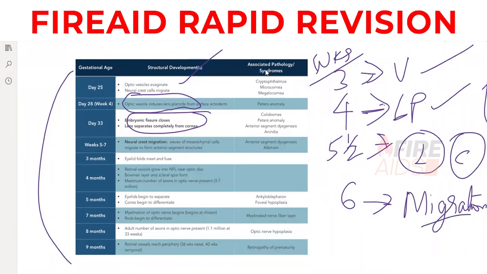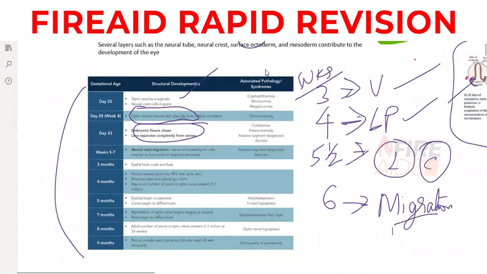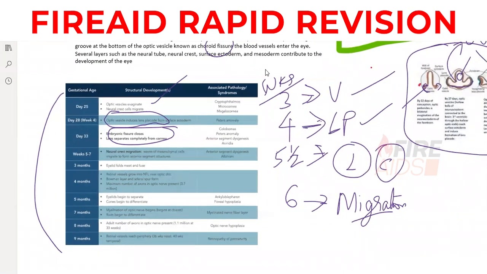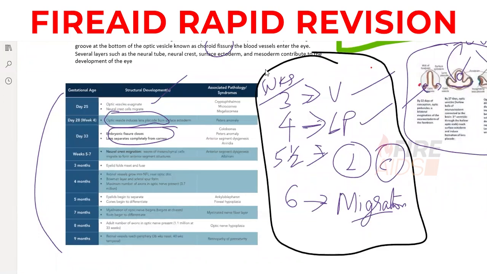So these are all the MCQs you need to know regarding the weeks in development of the eye. After that, whatever comes is not much important for your MCQ. After these weeks, I'm only going to say 3 points regarding the months. If you want, you can remember them, that is optional. But if you remember, I think that would be better.